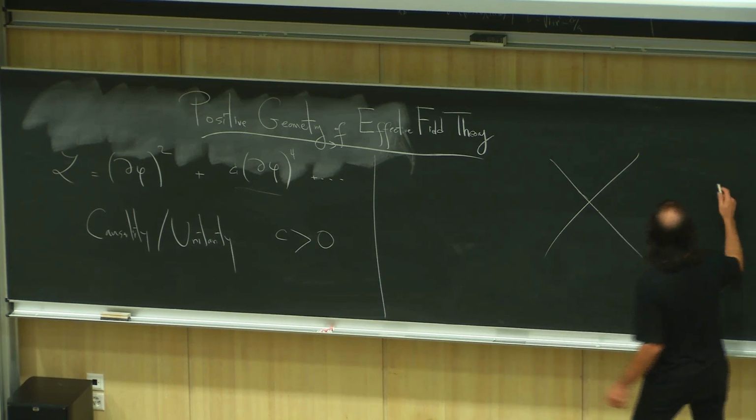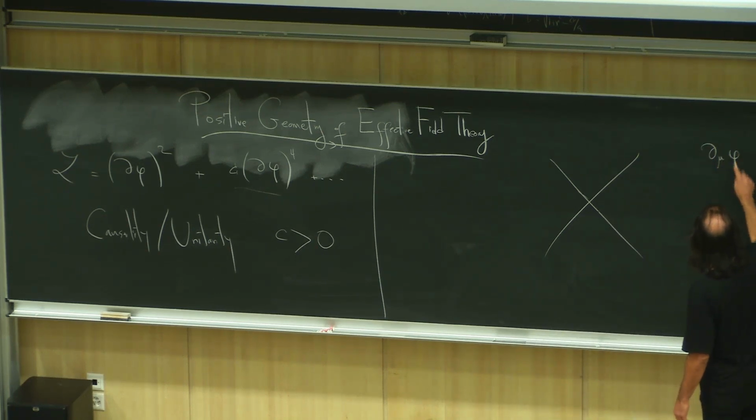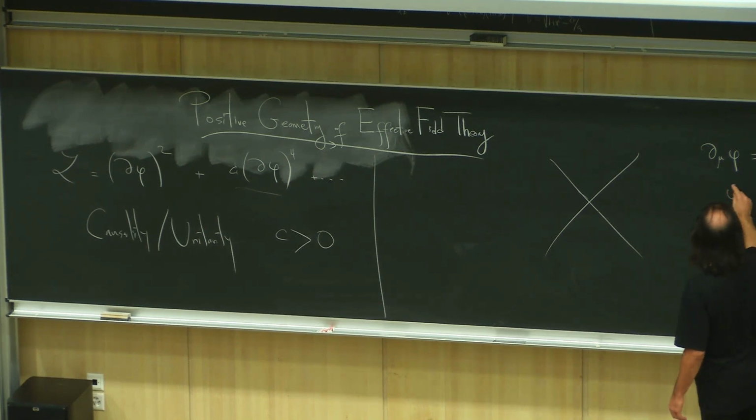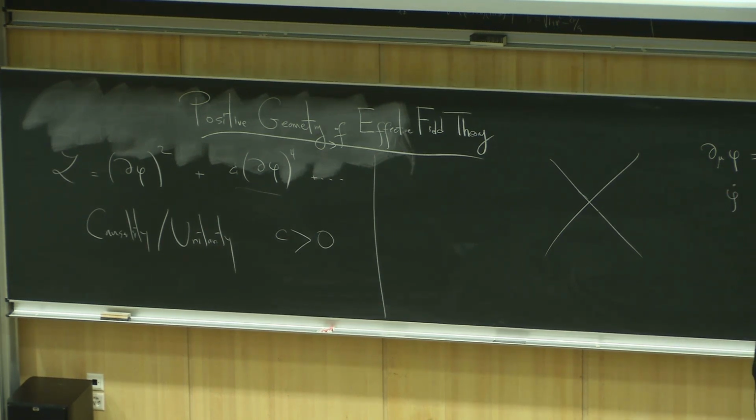And what you can do is turn on a background where d mu phi is equal to some constant, some k mu. For example, I could turn on a background where phi dot is equal to k. All right, so this is a perfectly decent solution of the classical equations of motion. I can make k arbitrarily tiny. So I can make k so small that you don't need to worry whether this is a good solution, uninfected by even higher dimension operators and so on. So it could be an arbitrarily tiny background.